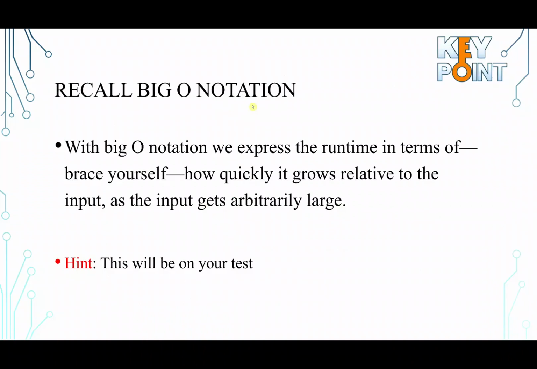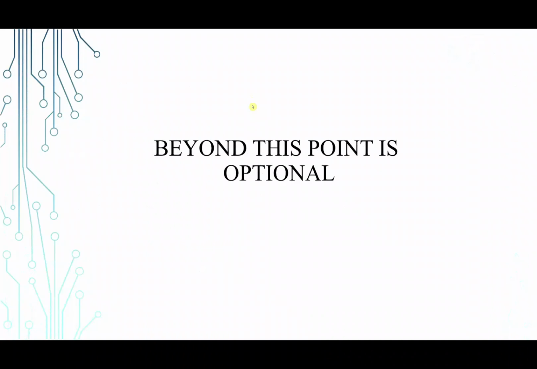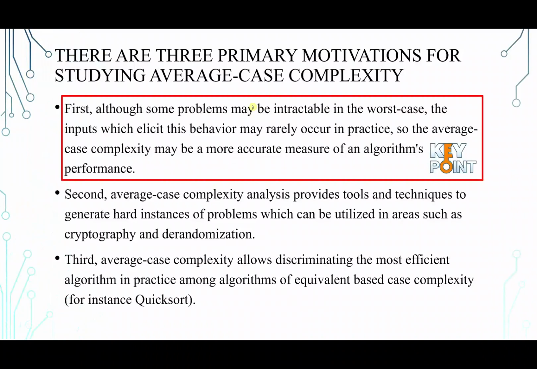This is where we summarize the whole big O notation, big omega. So the big O notation expresses the runtime in terms of how quickly it grows relative to the input as the input gets arbitrarily large. So beyond this point, I have 2 slides. I'm not going to ask you about those 2 slides in the test, but it's always good to know that there are 3 primary motivations for studying average case complexity.